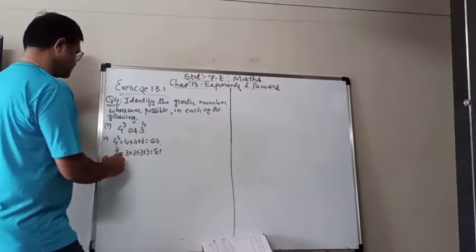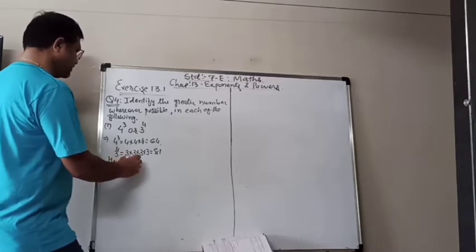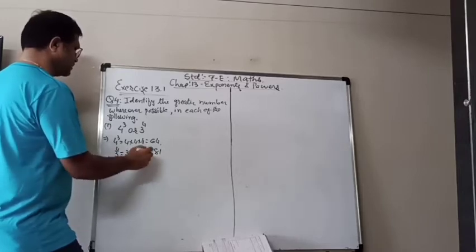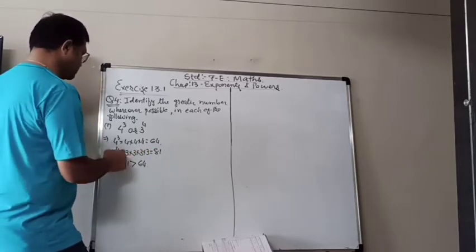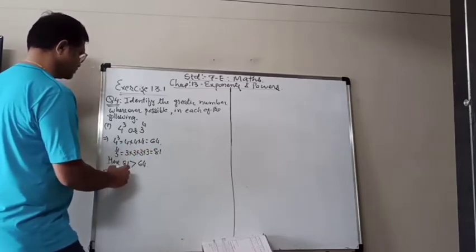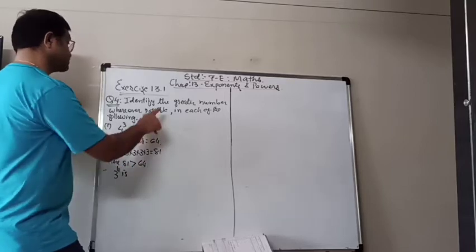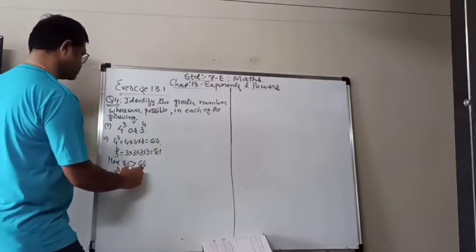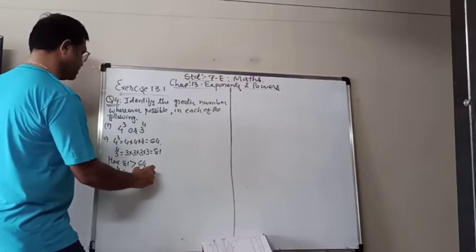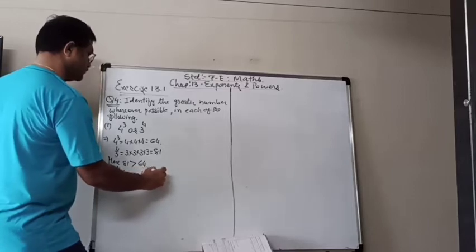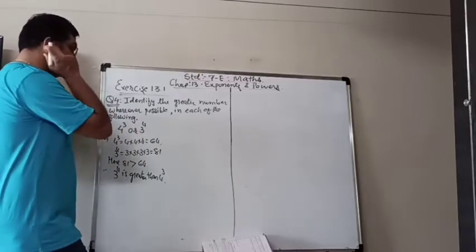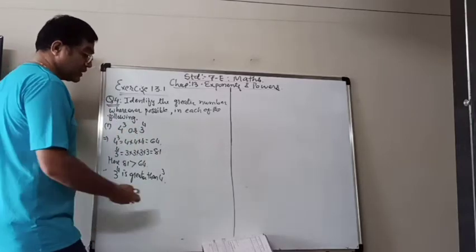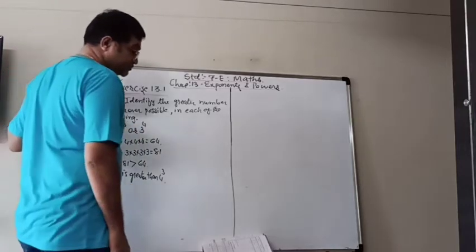So here 81 is bigger, and what is 81? 3 raised to 4 is greater than 4 raised to 3. So here we can easily compare by finding the value of each.